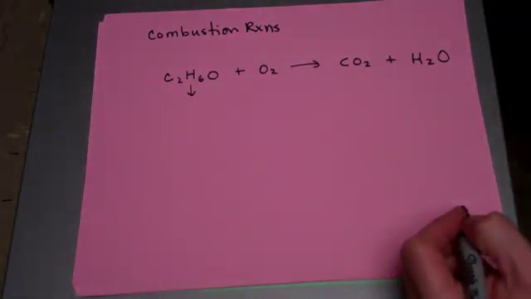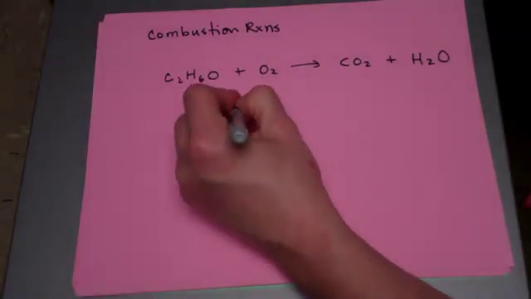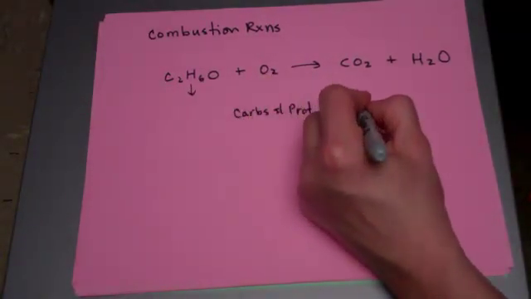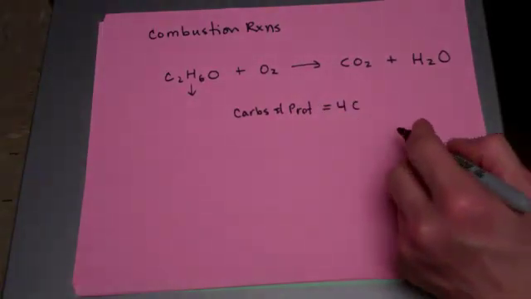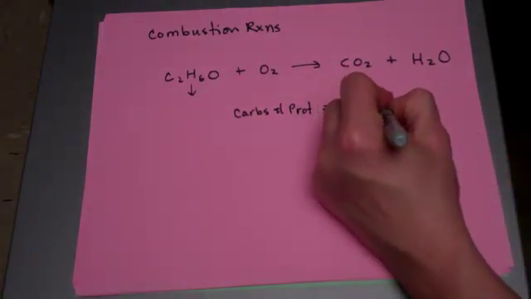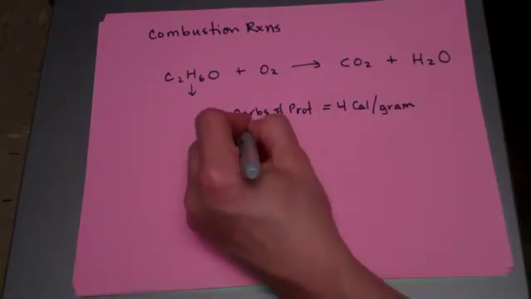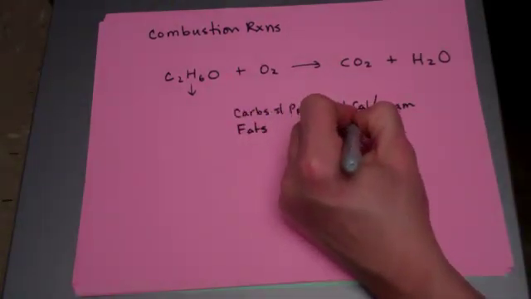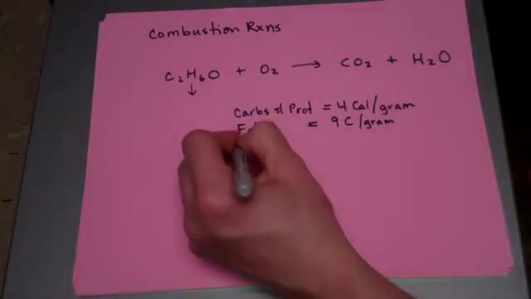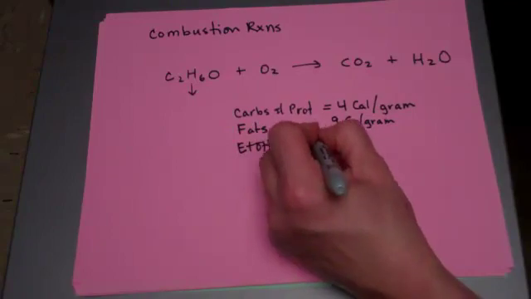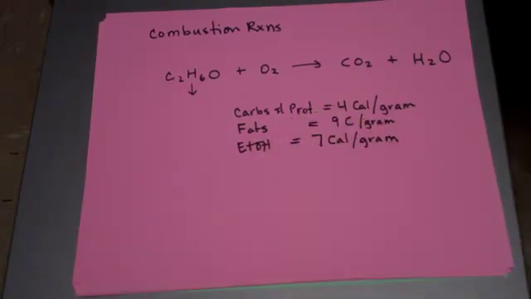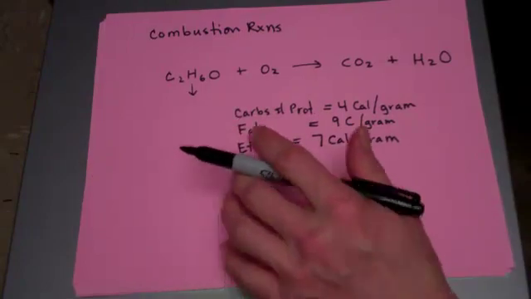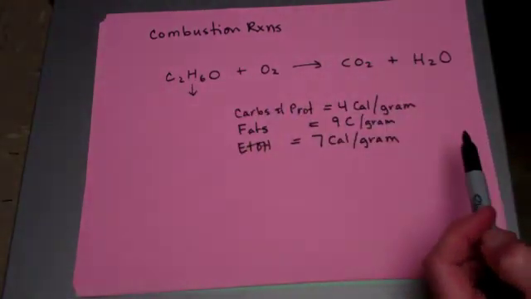Do you know how many calories there are in carbohydrates and proteins? Carbs and proteins have about 4 calories, big calories, so they're actually kilocalories per gram. Fats and lipids have 9 calories per gram. And for ethanol, or grain alcohol, there are 7 calories per gram. So alcohol actually has a lot of calories, so you shouldn't drink too much because you can gain weight by drinking lots of beer.